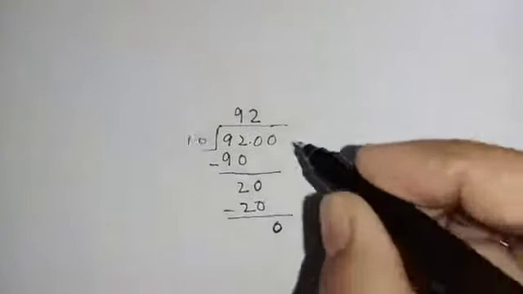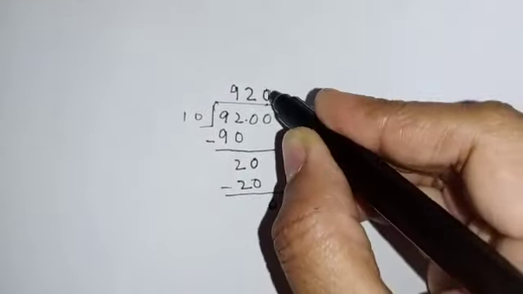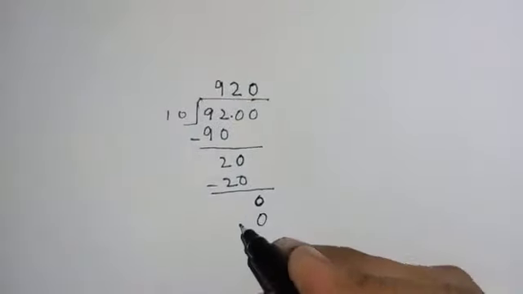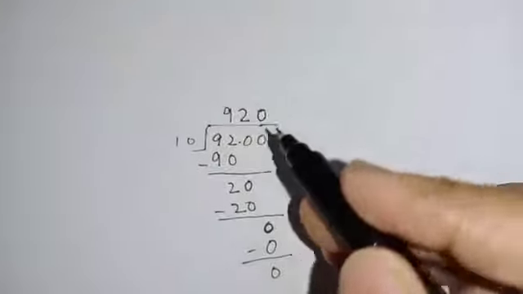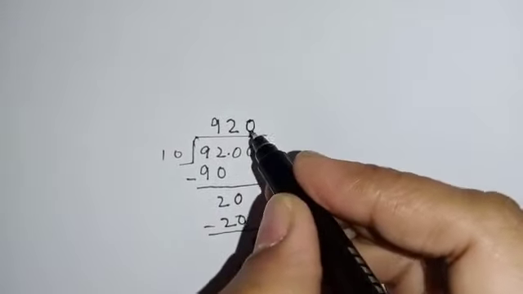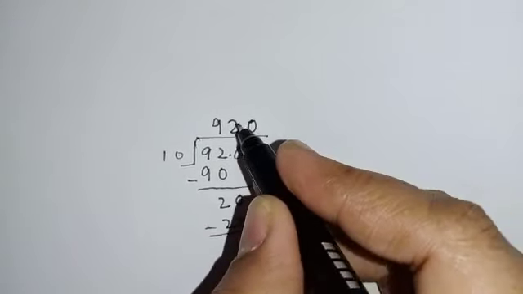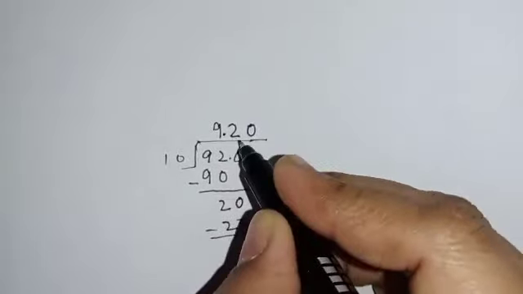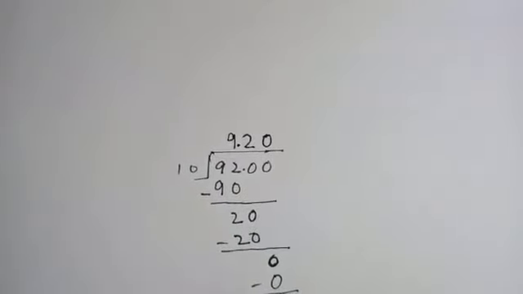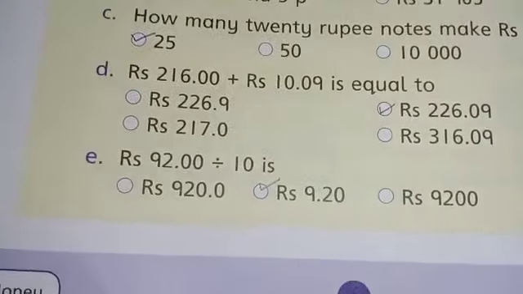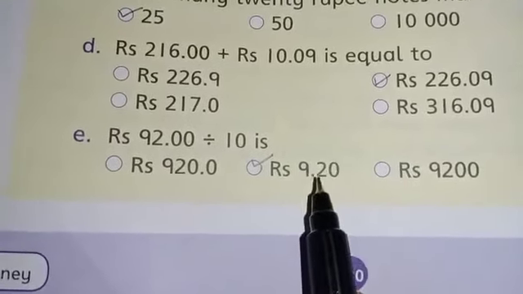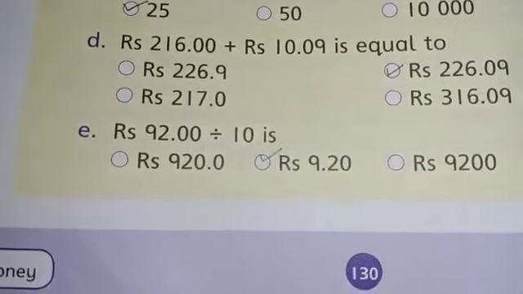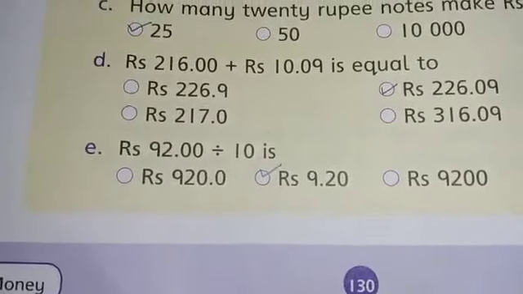Now 10 0, 0 minus 0 is 0. So what is the answer? We write the point two places from the right, and it is 9.20. Rupees 9.20 is our answer.